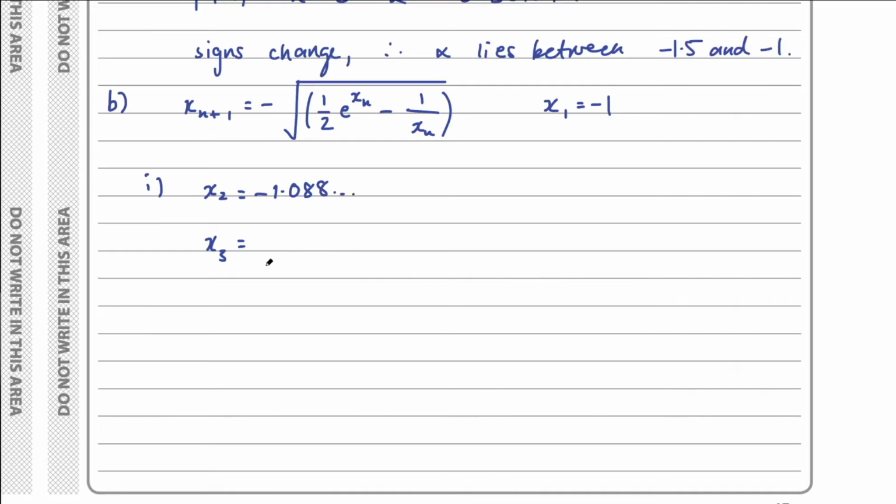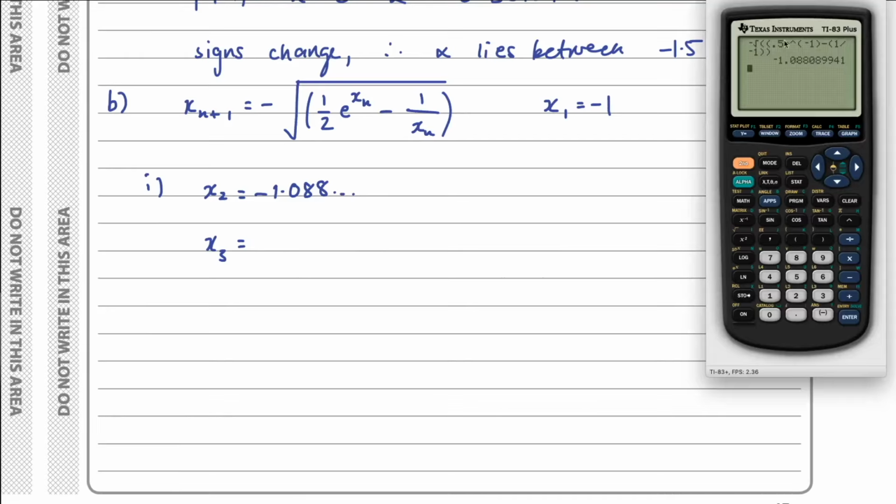So I might just write down negative 1.088, and then what you do not want to do now is to clear your calculator and get rid of that whole thing you just entered. What you want to do is to use the entry button, try to find the entry button on your calculator, and that'll bring up that formula again. Then all you have to do is go to where x sub n is in that formula and delete whatever is in there, and then insert the answer from your previous calculation.